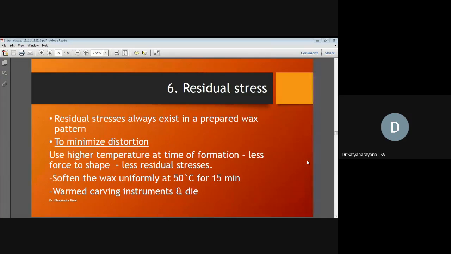use higher temperatures at the time of formation and less force to shape, because when you are trying to fabricate a wax pattern, you have to create the shape. When you are creating the shape, you have to use less force.